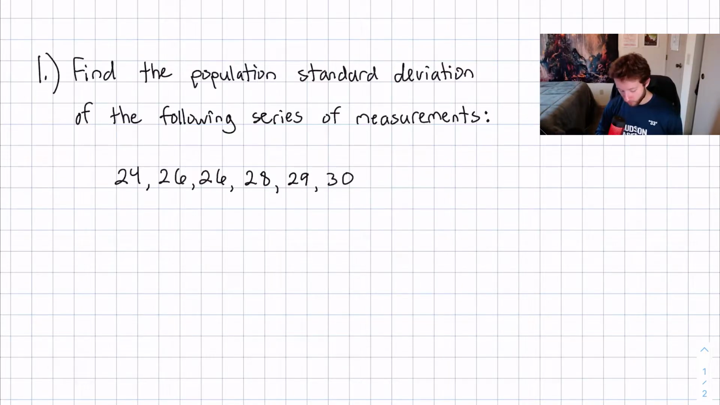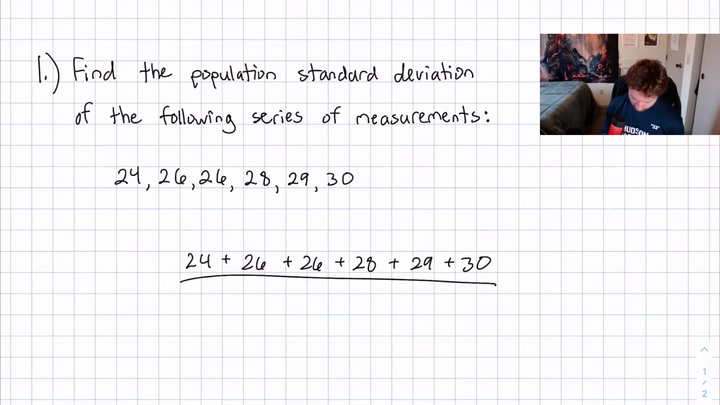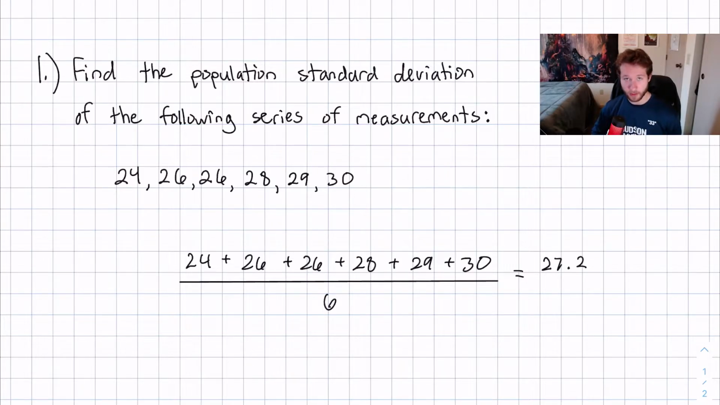So to begin with this question, any standard deviation, I would say, first off, find the average. So that's pretty easy. Everyone pretty much knows how to do that now. So let's just add these up and then divide it by the number of points there are. And that'll give us an average of 27.2, give or take a little bit.